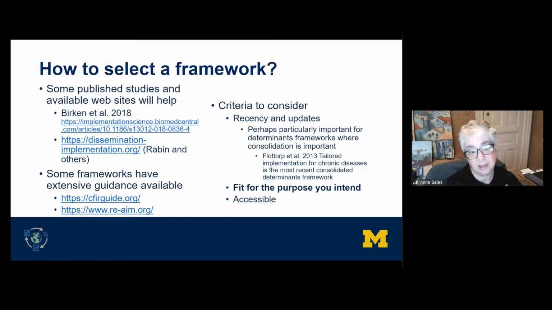I would suggest that it's important not just to use these tools, but to think about the criteria for how and why you would select any framework for a given purpose. I would argue that how recently the framework was published and how up to date it is, how much of the literature it embeds and embodies, is important. I think this may be particularly important for the determinants frameworks, which, as I said, are catalogs of factors that we know can influence implementation success or failure. And I just note that the tailored implementation for chronic diseases is the most recent consolidated determinants framework currently in the literature. I'll talk more about that in a few minutes.